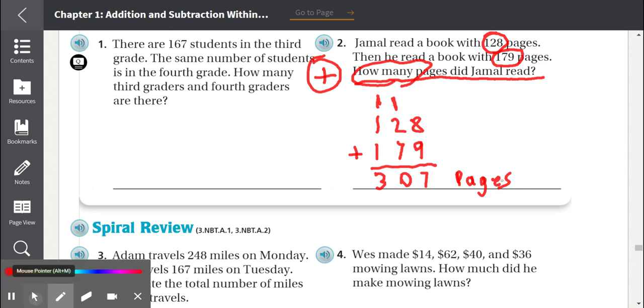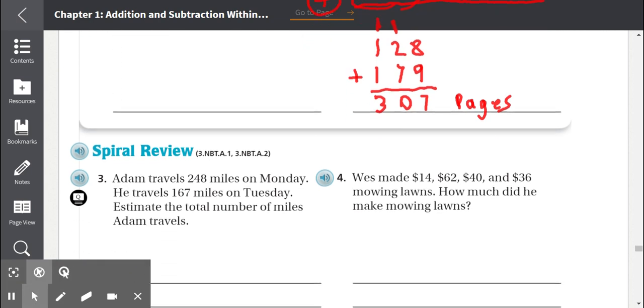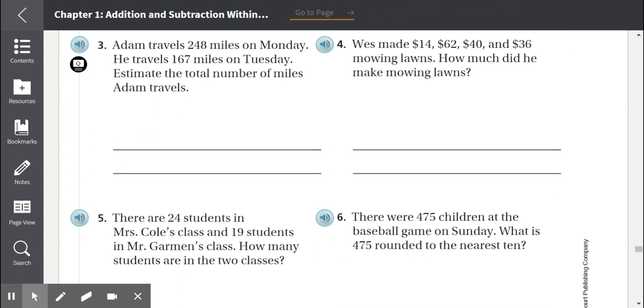Number 3. Adam travels 248 miles on Monday. He travels 167 miles on Tuesday. Estimate the total number of miles Adam travels. So they want us to estimate. But before we start, let's circle our important numbers: 248 miles on Monday and 167 miles on Tuesday.